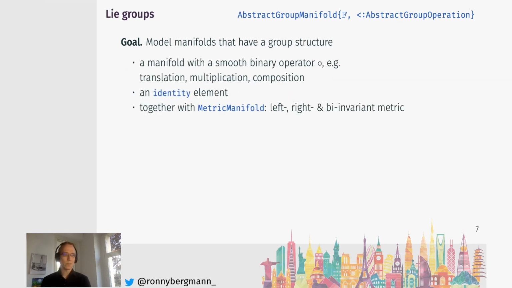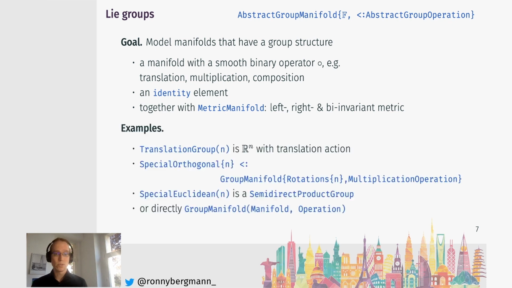And as a last example, the Lie groups extend Riemannian manifolds to the case where you additionally have a group structure. So we have a binary operator that acts on the manifold and returns points on the manifold. We always provide the identity element, and then together with the metric manifold you can also specify whether it's left, right, or bi-invariant, which is already a little bit technical.